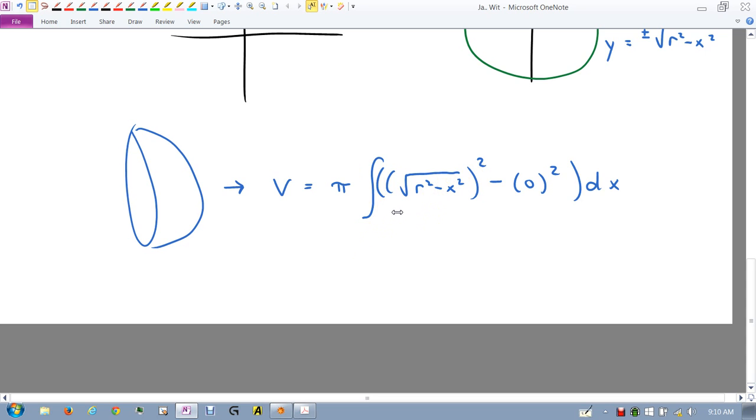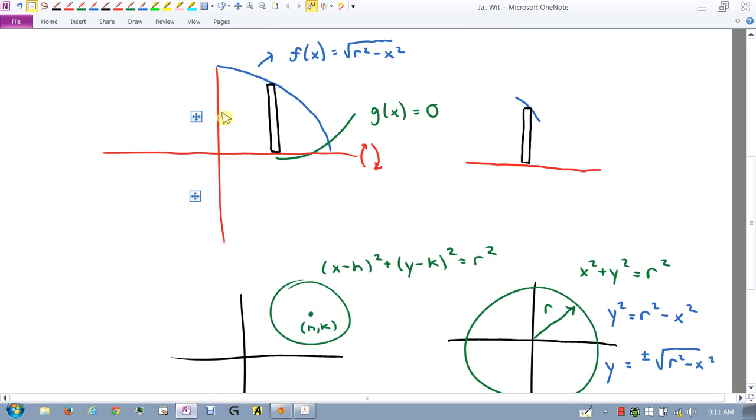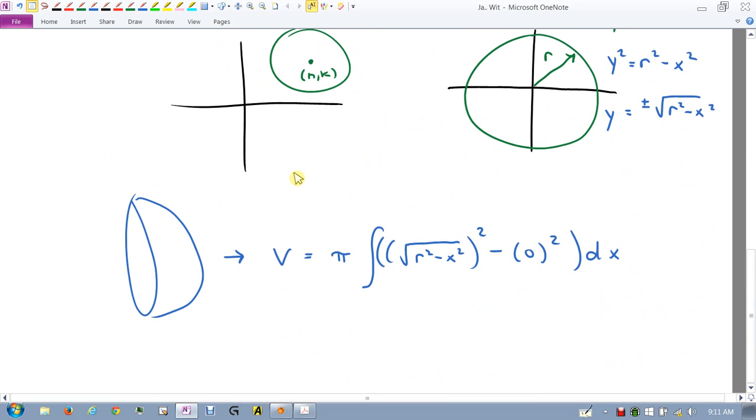What about our limits of integration? Where are we integrating from here? So go back up here. What's the beginning of this here? 0. And where do we stop the integration? How far out? R. The radius. We don't know what it is, but that's where we would stop. So our integral is going to go from 0 to r. Make sense? Okay. So this is pi integral 0 to little r of just r squared minus x squared dx.